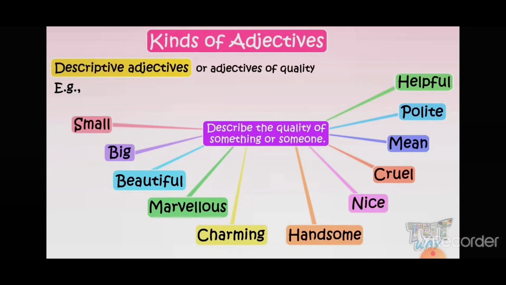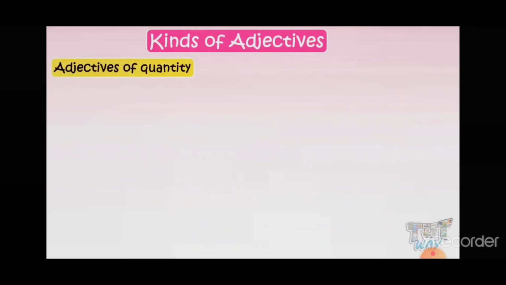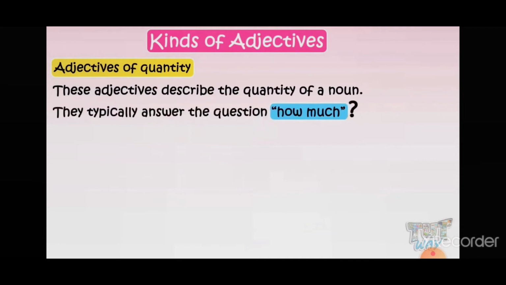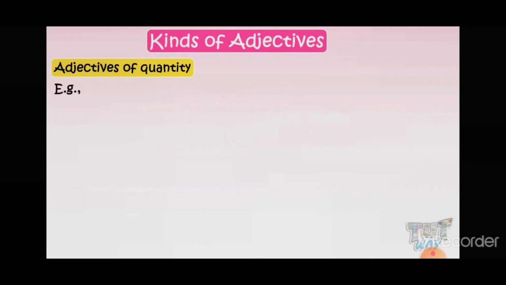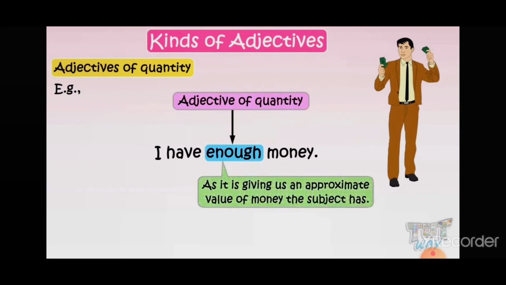Now let's learn another type of adjective, and it is adjectives of quantity. These adjectives describe the quantity of a noun. They typically answer the question, how much? They don't tell us the exact amount of something, rather they give an approximate value. Let's have some examples. I have enough money. In this sentence, the word enough is an adjective of quantity, as it is giving us an approximate value of money the subject has.